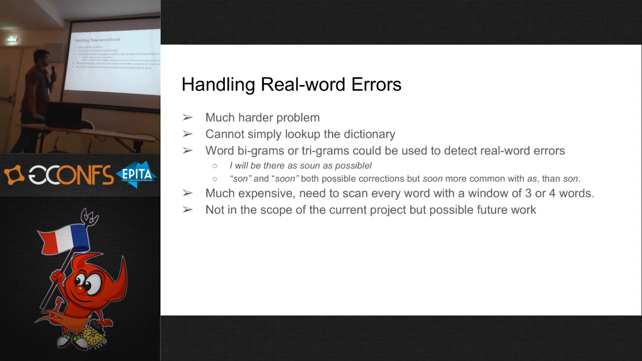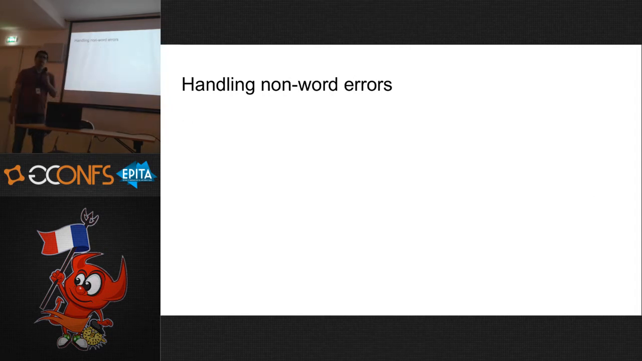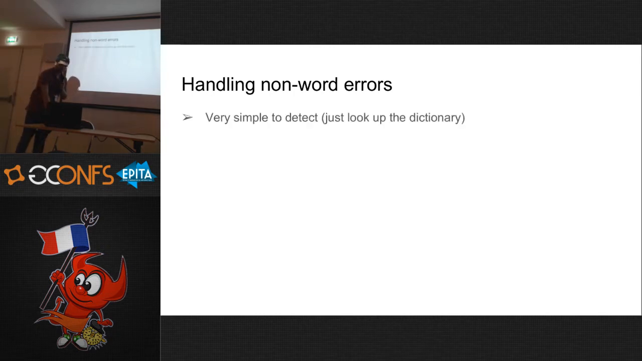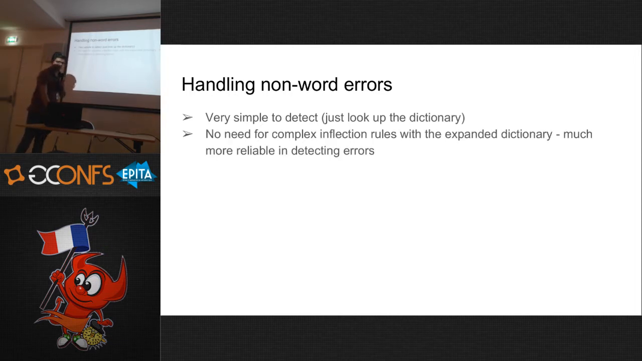So this is a much harder problem and it has a performance impact, so I did not work on this during this project. But I have worked on handling the non-word problem, which is a much simpler problem to start with. These are much simpler to detect. You just scan through all the words in the file and you check the dictionary. If it is not there in the dictionary, it is most probably a spelling error. And if you use an expanded dictionary, we don't need those inflection rules.